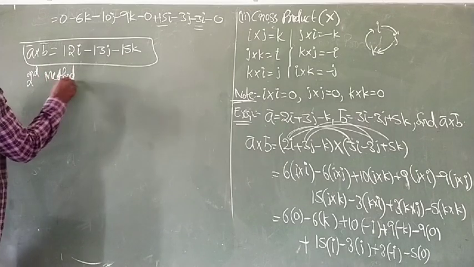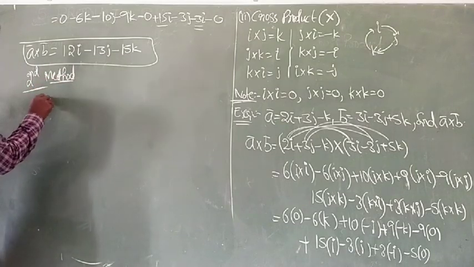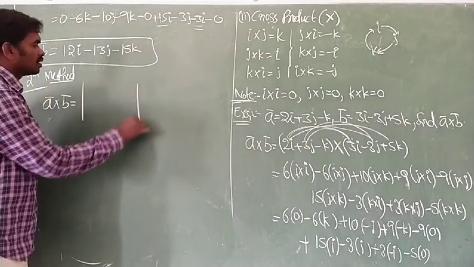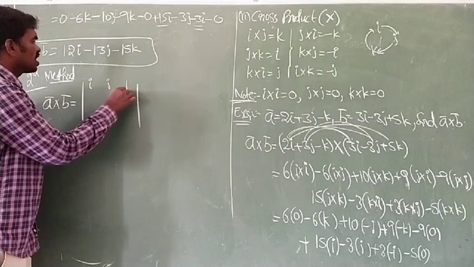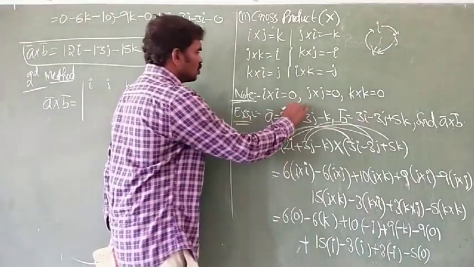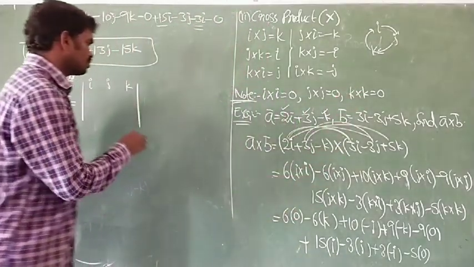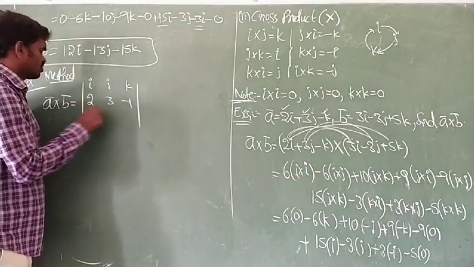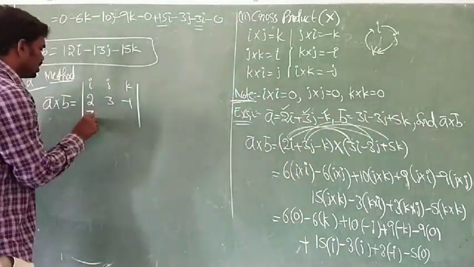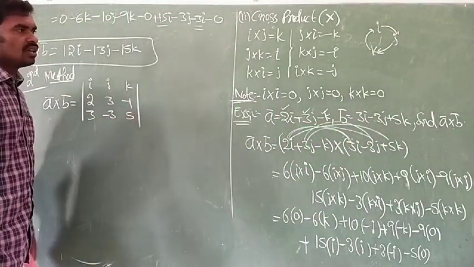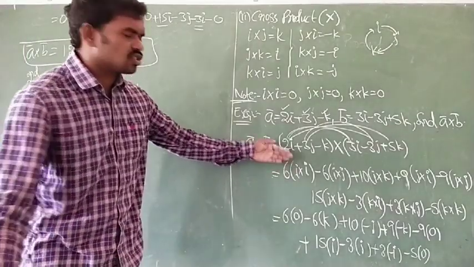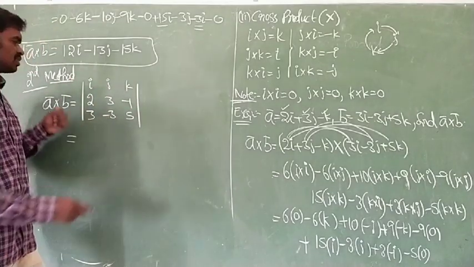Second method is the determinant method, a very simple method. First i, j, k. First a terms, vector a. Vector a elements 2, 3, minus 1. Next vector b: 3, minus 3, 5. Okay, this is a very simple method. Even if you learn only this method, no problem, but learn this method.